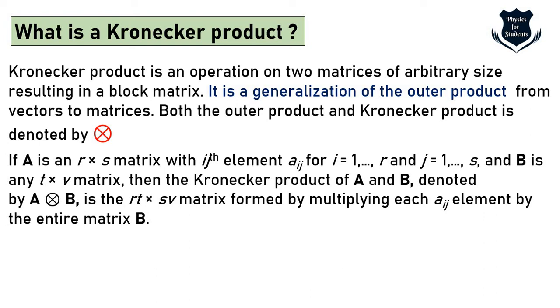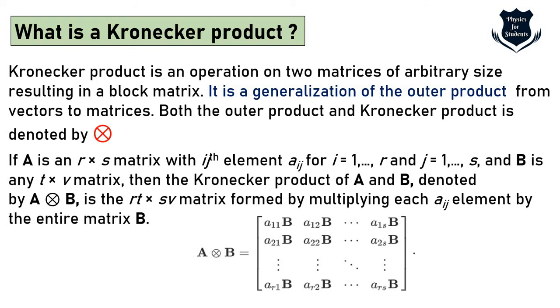So for example, say A is an r by s matrix with elements Aij, where i varies from 1 to r and j varies from 1 to s, and B is a t by v matrix. Then the Kronecker product of A and B is denoted by A ⊗ B, and the rt by sv matrix formed by multiplying each Aij element by the entire matrix B stands to be this.